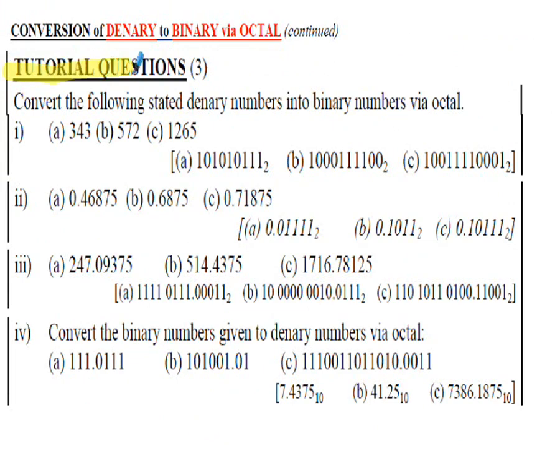Here are some tutorial questions to attempt. The first 3 questions want us to convert the given decimal numbers, denary numbers, into binary numbers using octal. The solutions are given in the square brackets. And in question 4, we're asked to convert binary numbers into denary numbers via octal. Again, the answers are shown in the square brackets. I'd encourage you to stop the presentation and attempt those questions now.